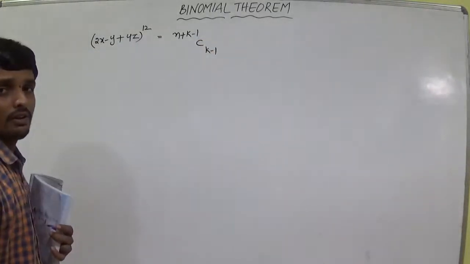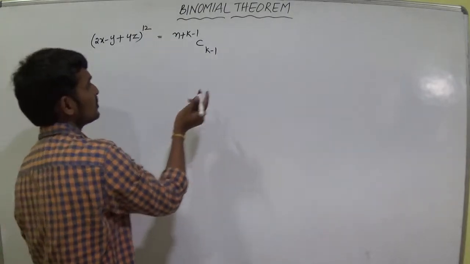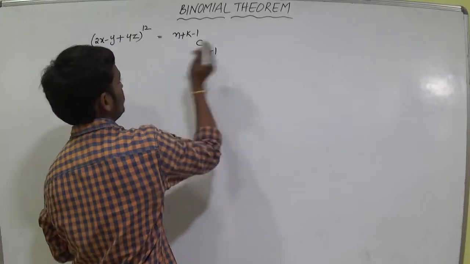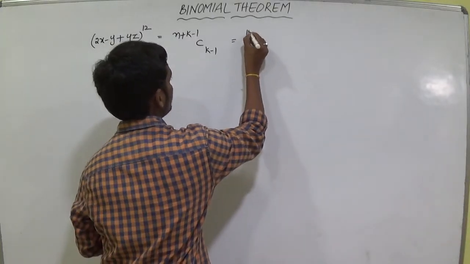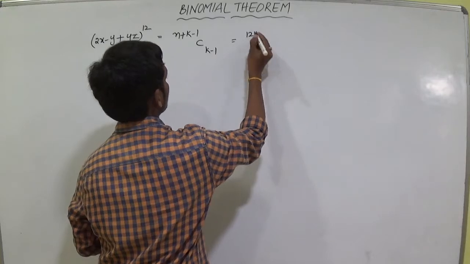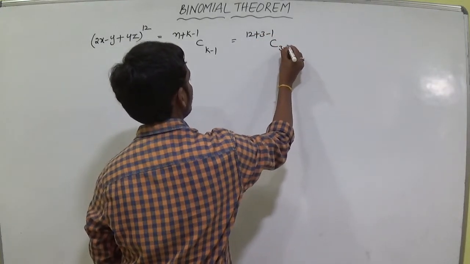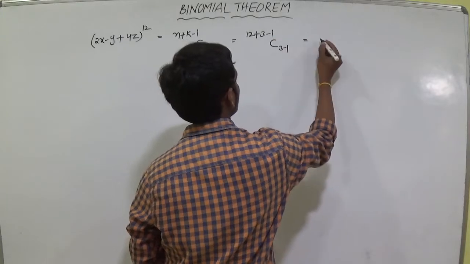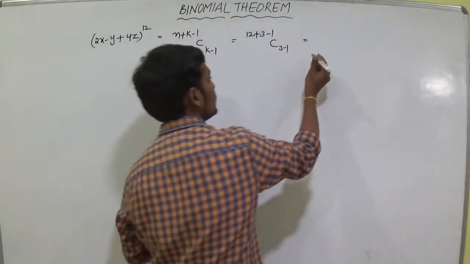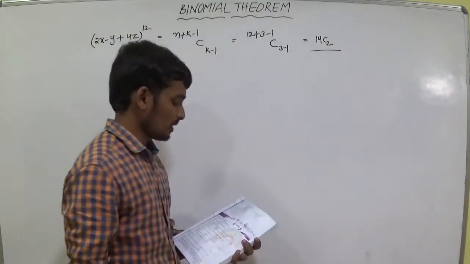So here, what is the value of n? 12. What is the value of k? 3. So we can substitute here. That means 12 plus 3, 15. So I am writing one step. n is 12. 12 plus 3 minus 1 C 3 minus 1, that is equal to 12 plus 3, 15, 15 minus 1, 14, 14 C2. The answer is 14 C2.